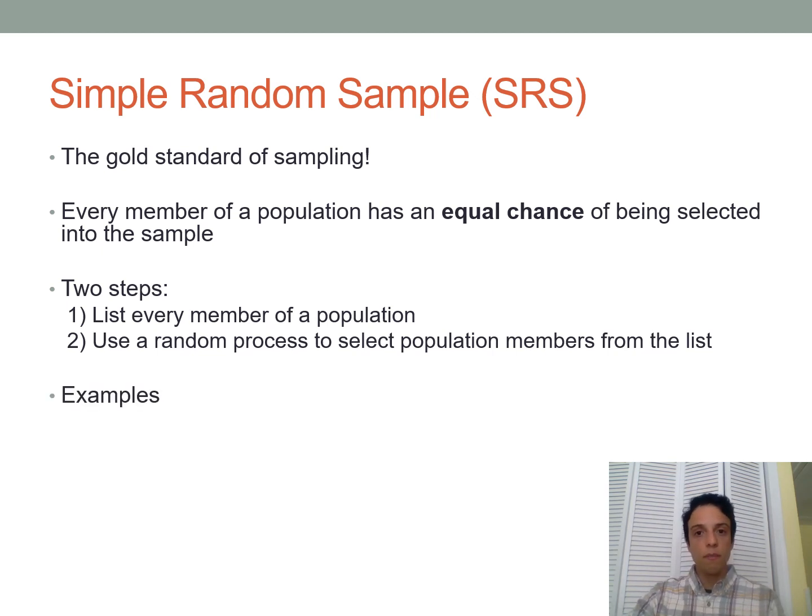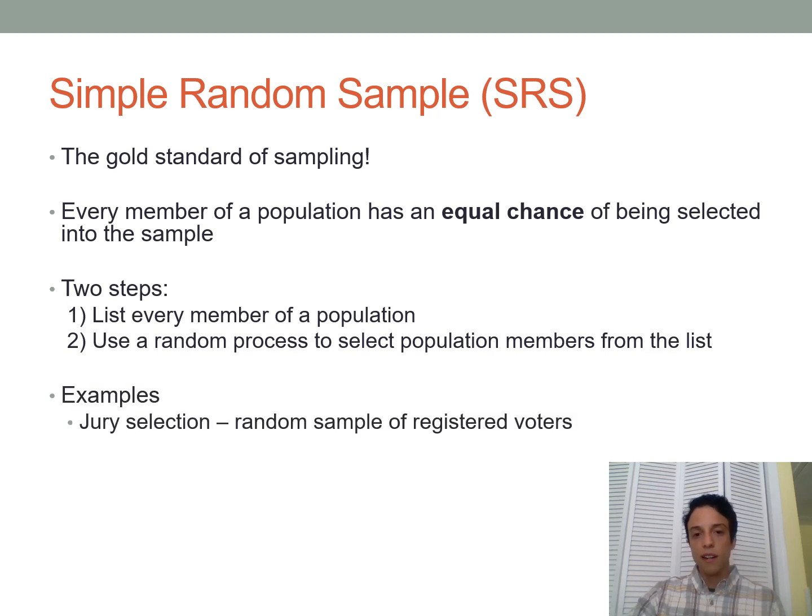Other examples of simple random samples in the real world are things like jury selection. So juries are often selected from a random sample of registered voters, where the population of interest is registered voters, and the random sample is done through a computer just making random selections of names off that list.